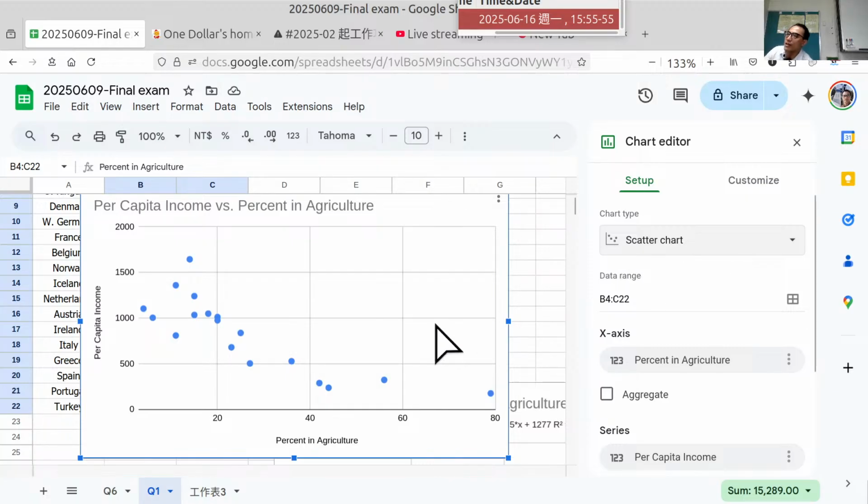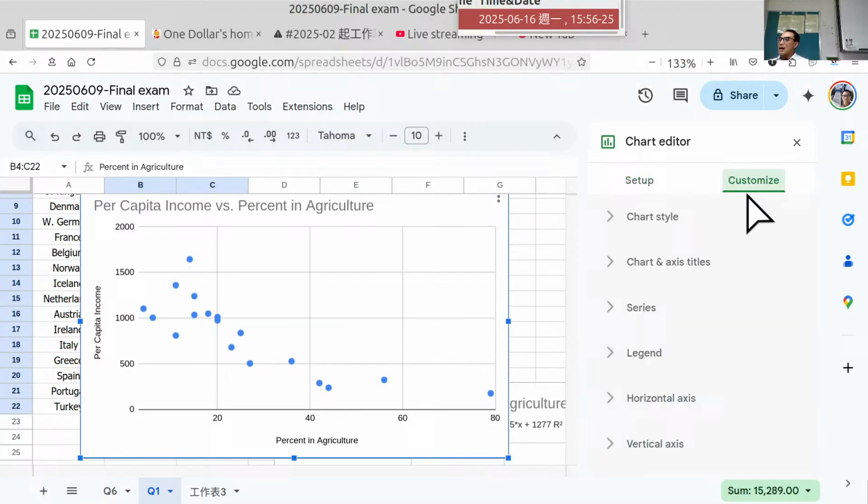Okay, then check the title: per capita income versus percentage in agriculture, and the title of the x-axis, percent in agriculture. That's correct. The title of the y-axis, per capita income. Okay, and we got it now. That looks perfect. And next, please use the chart editor. Click customize, and now move to series.